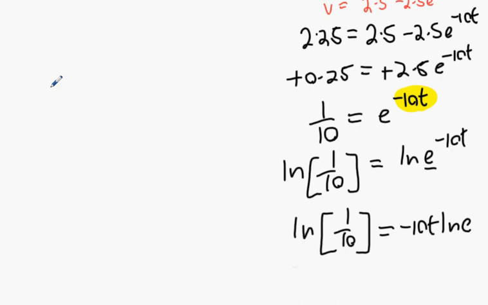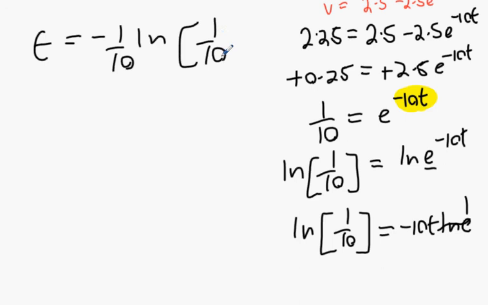Alright. So guys, ln e is 1. T equals minus 1 over 10 ln 1 over 10. Everybody cool with that? Now there's a way to fix that up a bit. I'm not too happy with it. I'm just going to change it around a wee bit. It's going to be ln 1 minus ln 10.